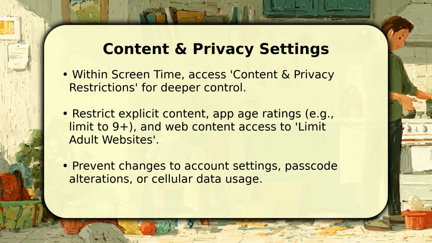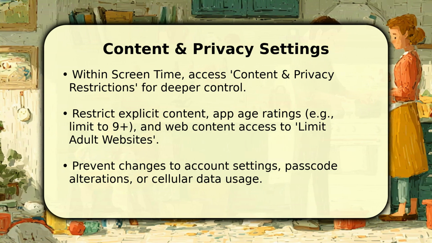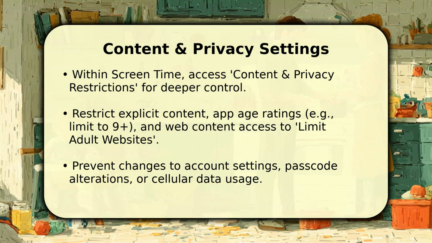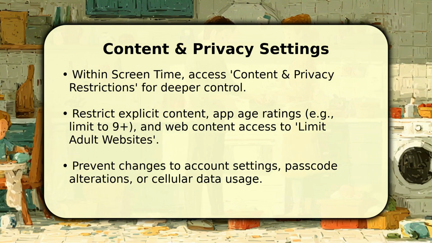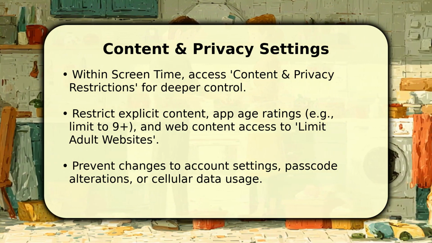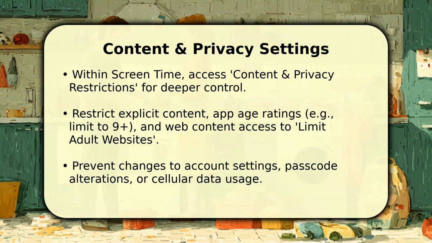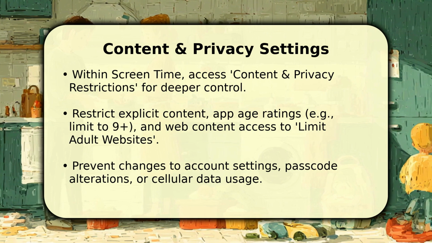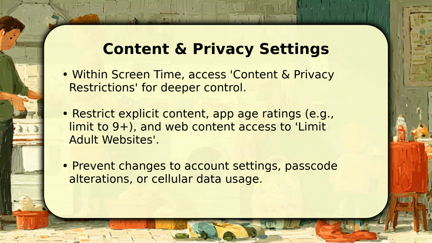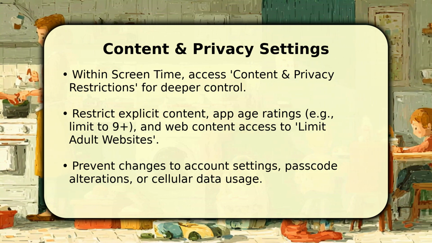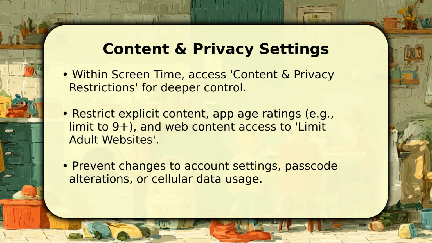Delving deeper into Screen Time, you'll find Content and Privacy Restrictions. This section is vital for controlling the types of content your child can access. You can block explicit language, limit movie and TV show ratings, and even restrict web browsing to approved websites or automatically limit adult content. It also allows you to prevent in-app purchases or account changes, offering a robust shield against accidental or unauthorized alterations to the device's critical settings.